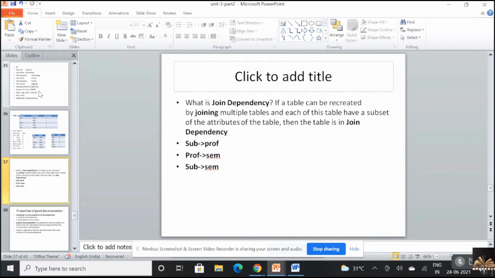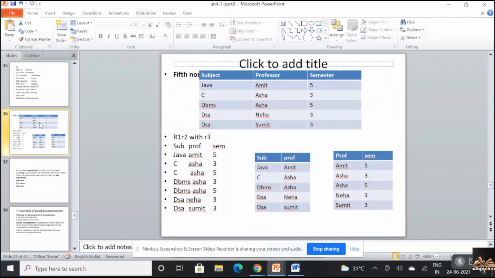It would be subject. So, based on the subject, you have to join the next 2 tables. This particular table with the next table. And whenever these 3 joined together is giving you this particular table, then you say that the decomposition is in 5NF, or else it is not in 5NF.